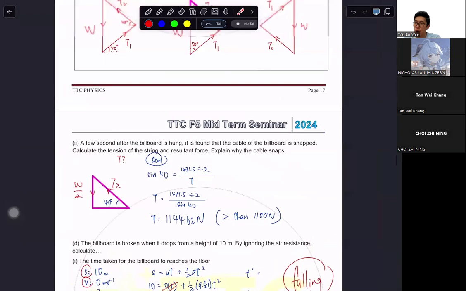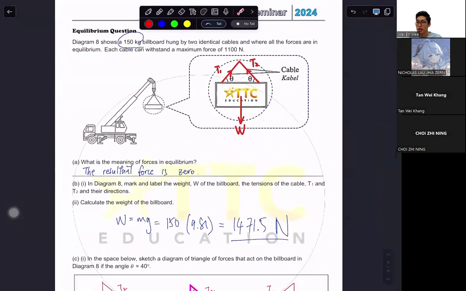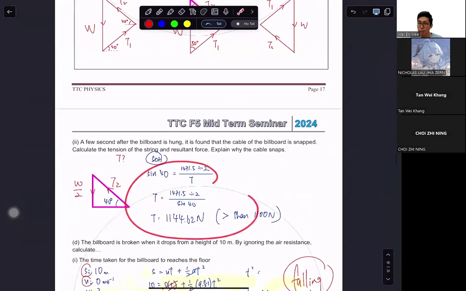So remember, whenever we have a hanging problem, like you're hanging things with two ropes, it doesn't matter whether you hang this way or this way, the bigger the angle, the lesser the tension. It's always true. You just have to try using this equation here. Change the angle to 60, you'll see.